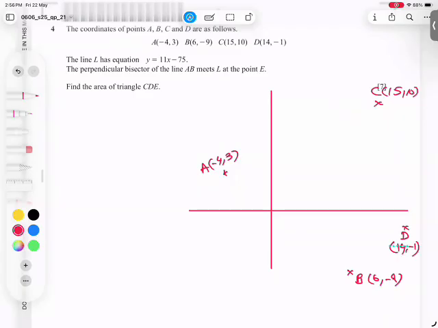All right, now I'm going to join this AB line first of all. This AB line.